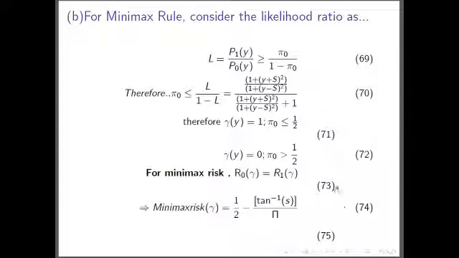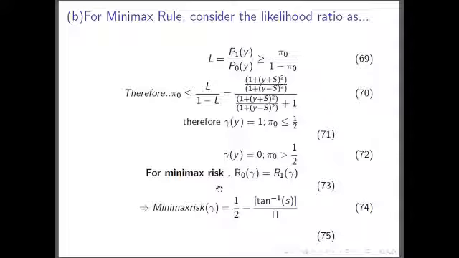Now let us calculate the minimax rule. Here the likelihood ratio is taken as L is equal to P1 of y divided by P0 of y, which is greater than or equal to pi naught divided by 1 minus pi naught. On substituting the corresponding values for P1 of y and P0 of y and on solving, we have the minimax rule as gamma of y is equal to 1 for pi naught less than or equal to 1 by 2, is equal to 0 for pi naught greater than 1 by 2.